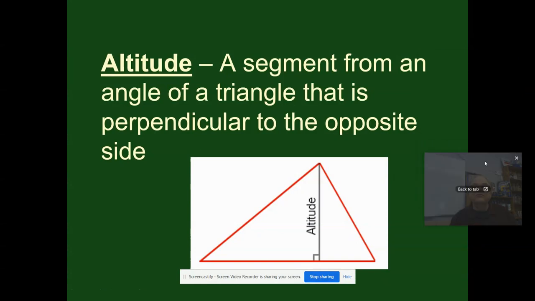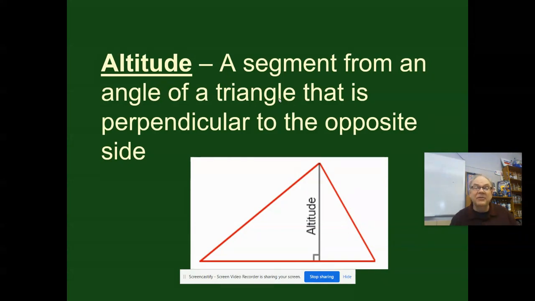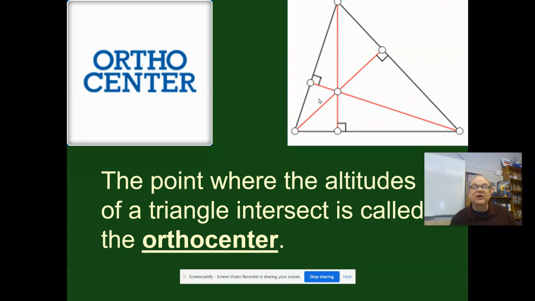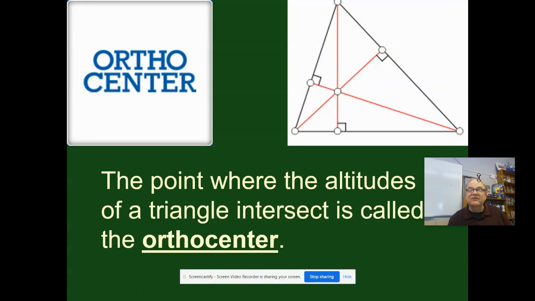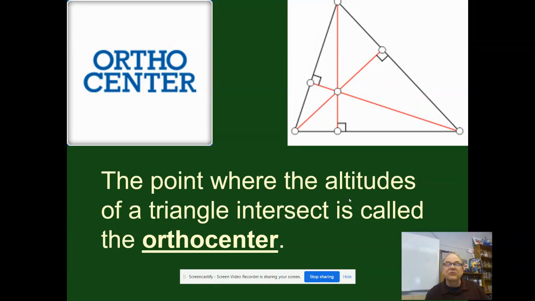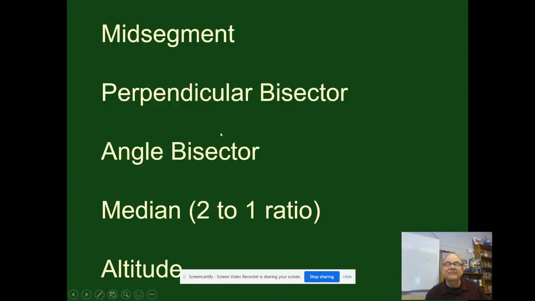And altitude is just a segment that goes from an angle perpendicular to the opposite side. We did perpendicular bisector before. That could be an altitude, but it doesn't have to be. The key thing about an altitude is it's always perpendicular. And it could end up being either inside, outside, or on a triangle. A term that's even less important than centroid is this one, which is the word orthocenter. That's just what you call the point where all the altitudes intersect.